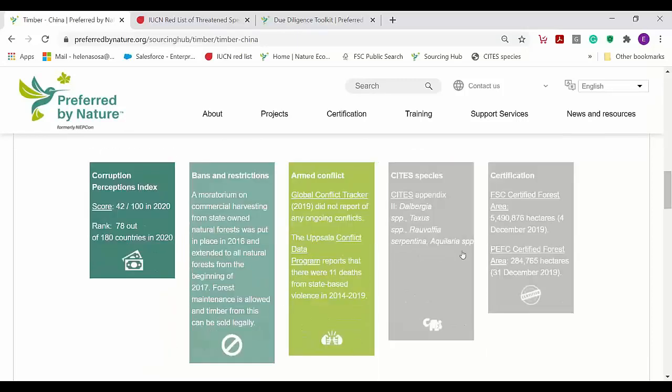Here you already have a lot of good information that you may use in that checklist when you were doing the risk assessment, which is the Corruption Perception Index, updated for the 2020 figures. If there are bans or restrictions at the country level, and if there are, where and for what species, for example, or what type of timber product, if there's armed conflict, if there are CITES species in the country and which ones, and some statistics on certification and availability.